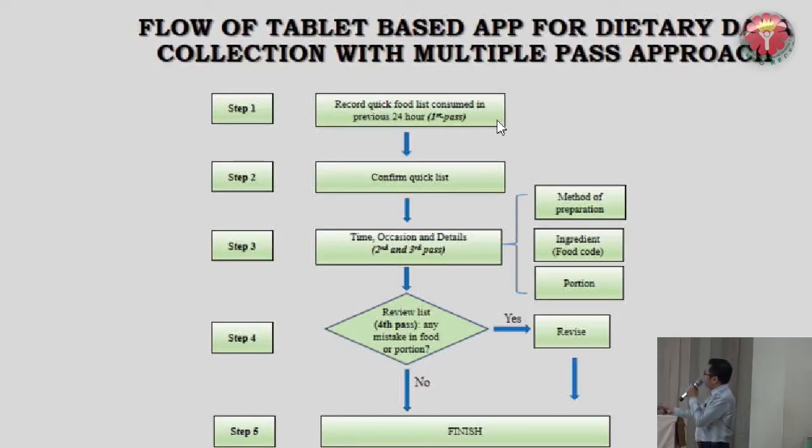And then for step 3, we combine pass 2 and pass 3. So it is like detailed occasion: where did you eat, at home, or what time did you eat, and in more detail we go to the method of preparation. Is it cooked, is it baked, or is it steamed, or how did you cook? And the ingredients, the detail of these ingredients is where the food composition table plays its role. We have a code here. This code must be linked to the Indonesian FCT or the study FCT.